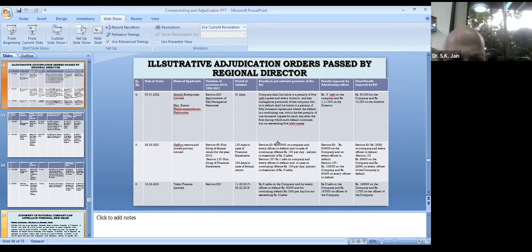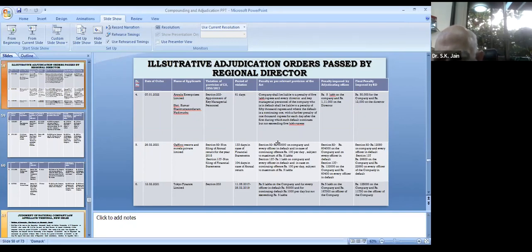Then again, the next case is Section 92, non-filing of annual return. The ROC had imposed a penalty of rupees 6,04,000 on the company and on every officer in default. Under Section 137, it was 1 lakh 33,000 on the company and rupees 60,400 on each officer. The RD on appeal reduced, in case of non-filing of annual return, from 6,04,000 to 12,080 on the company and every officer in default.